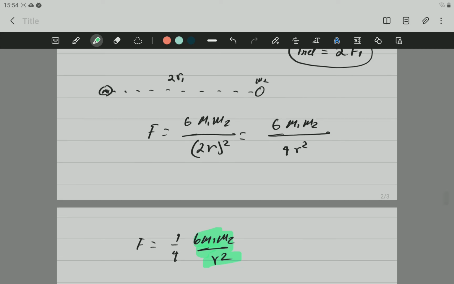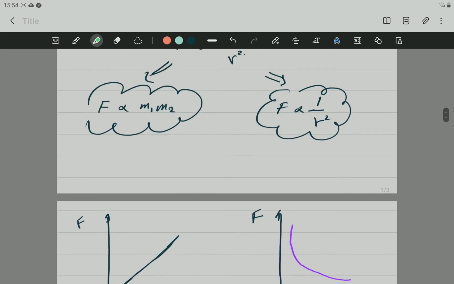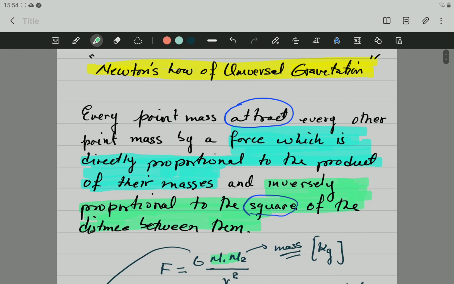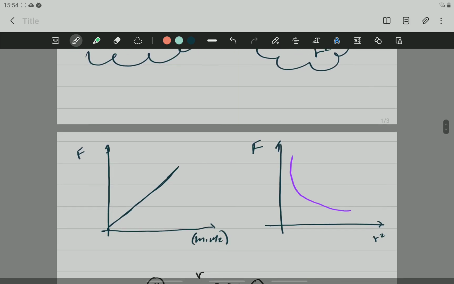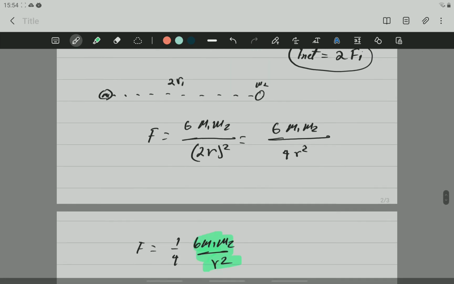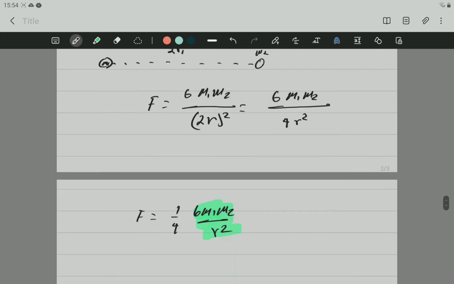This is important. This video is all about understanding the law, understanding the relationship. I hope it helped. Next time we are going to go through some questions about this, some calculations, and we still have to speak about the acceleration due to gravity.